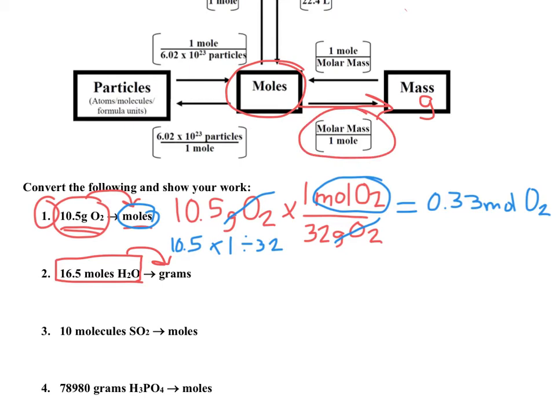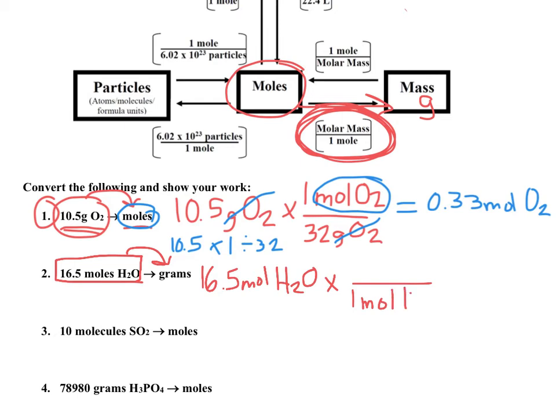No problem. Let's start by writing out what we're given. We know we are given 16.5 moles of water. Now that I have that, I'm going to draw a multiplication sign and a line because I'm now going to include my conversion factor. Notice on the bottom of that conversion factor, it says 1 mole, and I'm going to leave it as H2O because that's the object we're talking about.